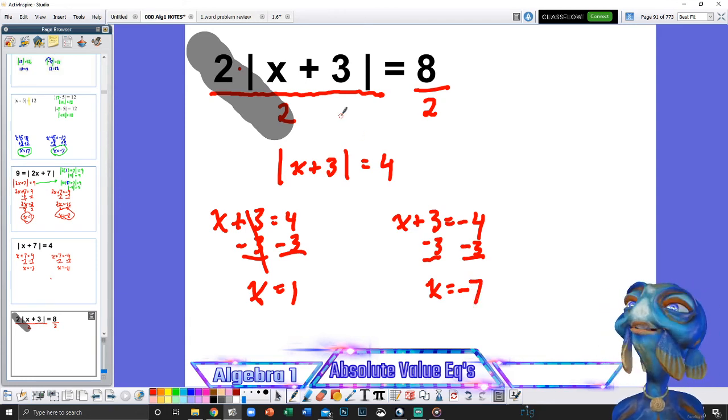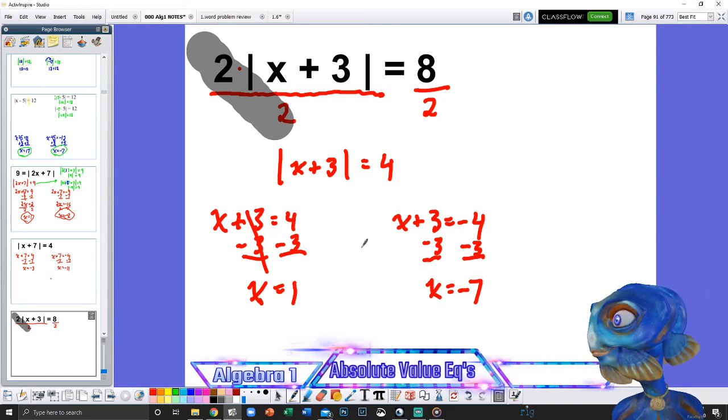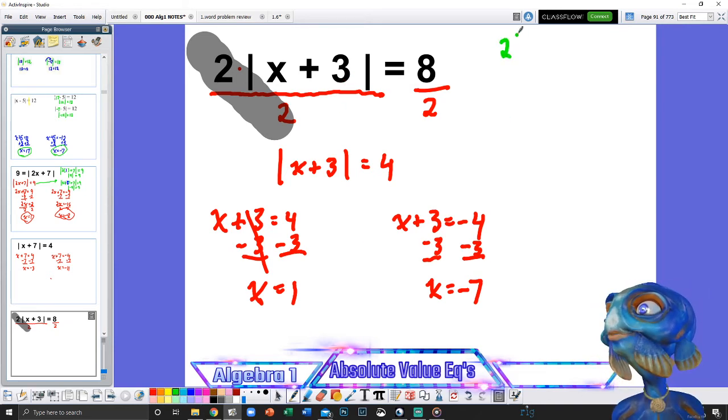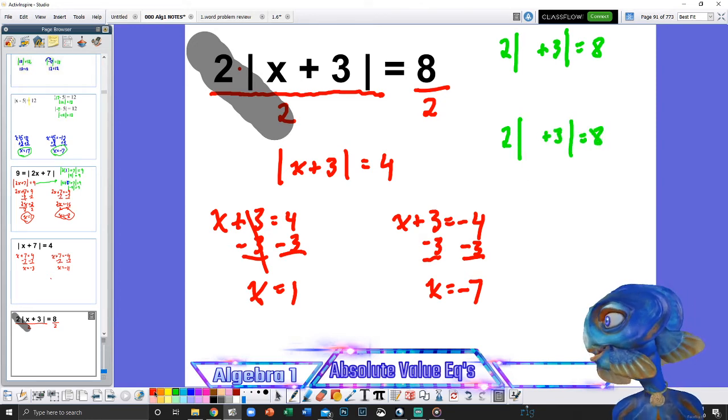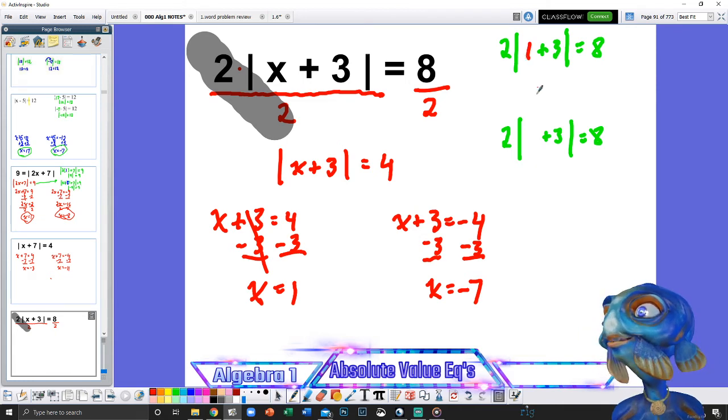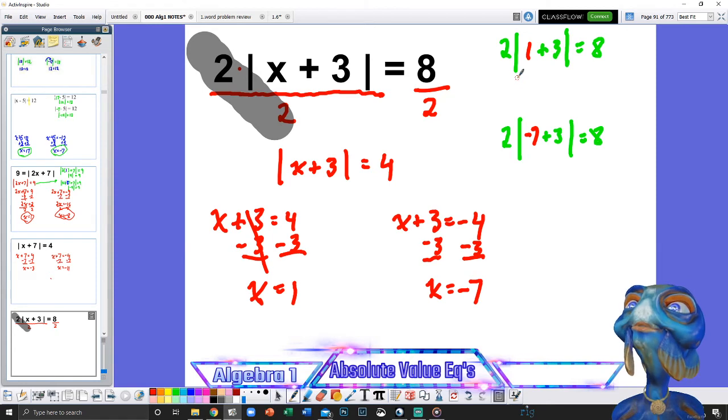Can I check my answer like before? Yes, it's exactly the same. So I'm going to copy 2 blank plus 3 equals 8. Copy it twice. Instead of x, I'm going to put 1 and negative 7. So this is where your calculator will not help you a lot. So this would give me 4.